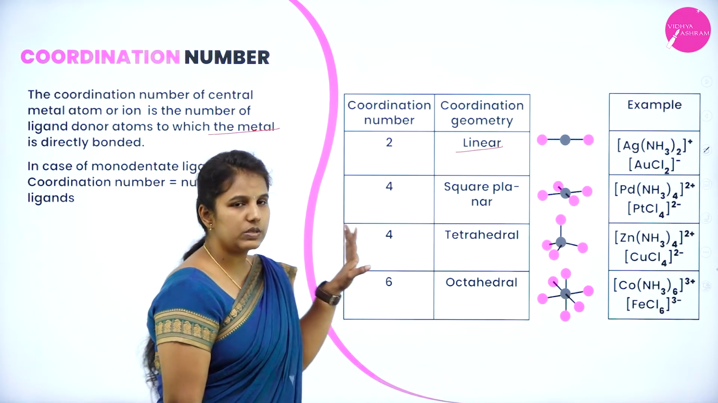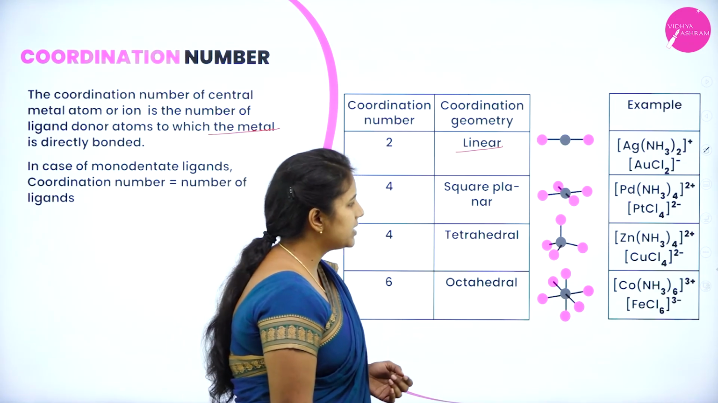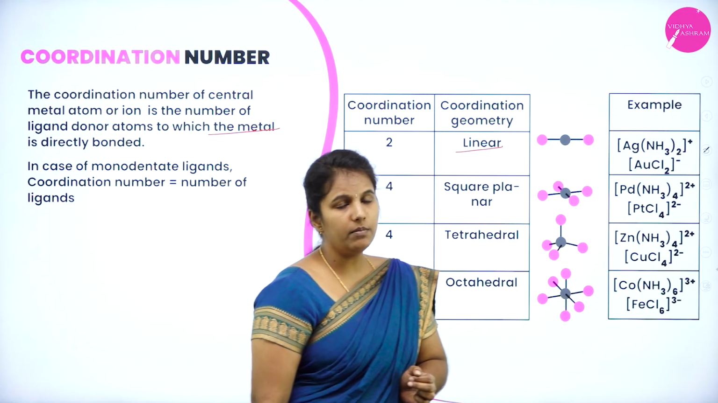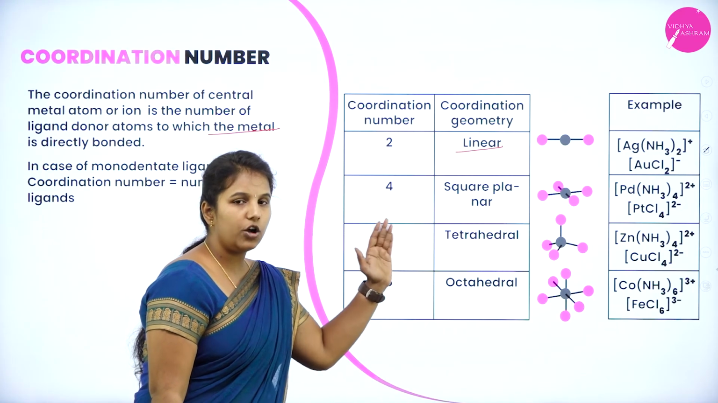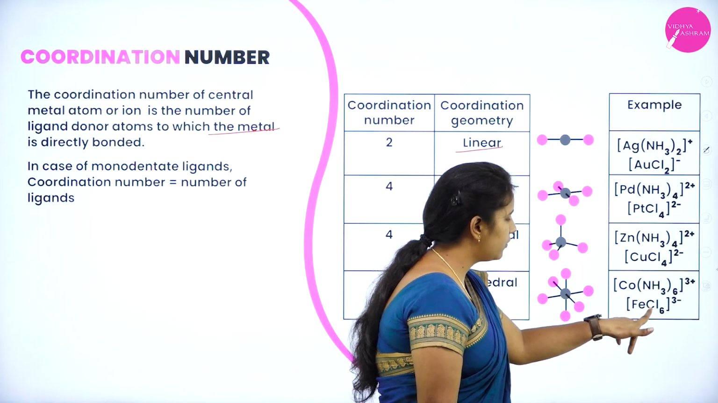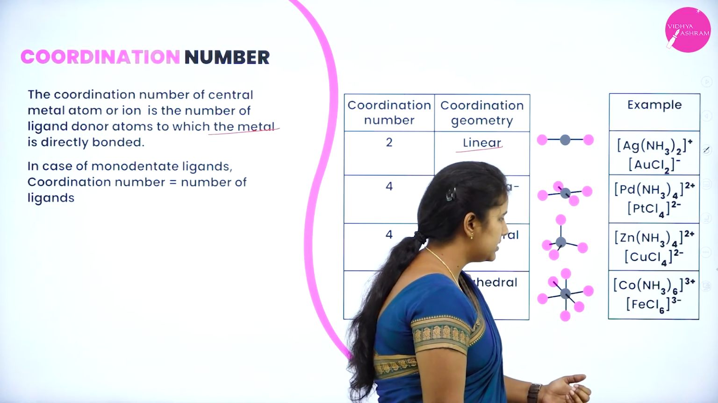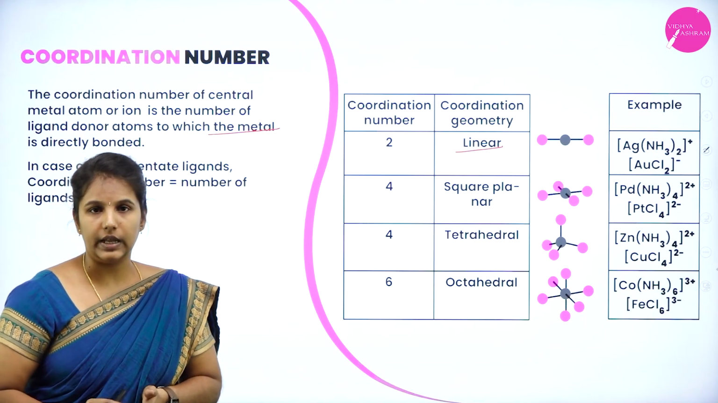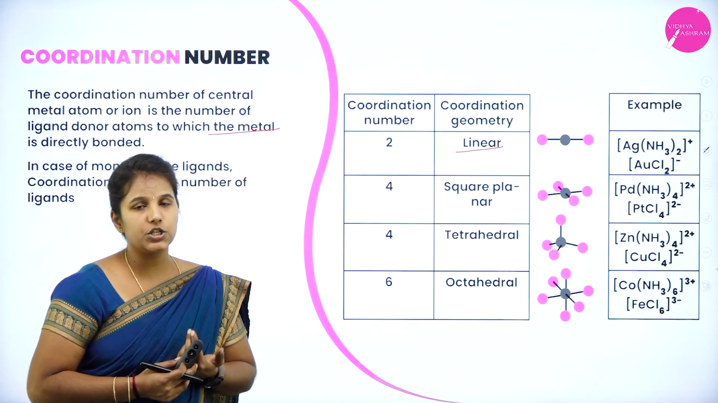If the coordination number is 4, it can also exhibit tetrahedral structure, and the examples are tetrachlorocuprate and tetraamminezinc, or with zinc. Next, if the coordination number is 6, it always exhibits octahedral structure. Examples: hexafluoroferrate, or iron hexafluoride you can say. Then hexaamminecobalt 3. This is how we usually name the compounds according to their coordination number.